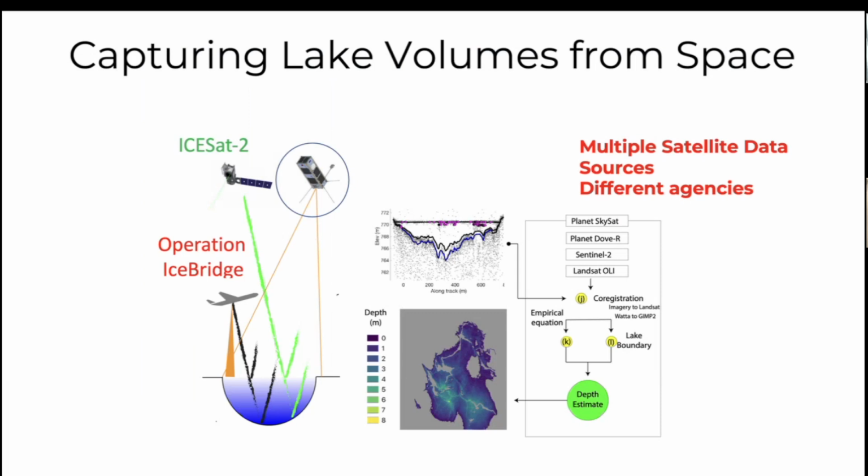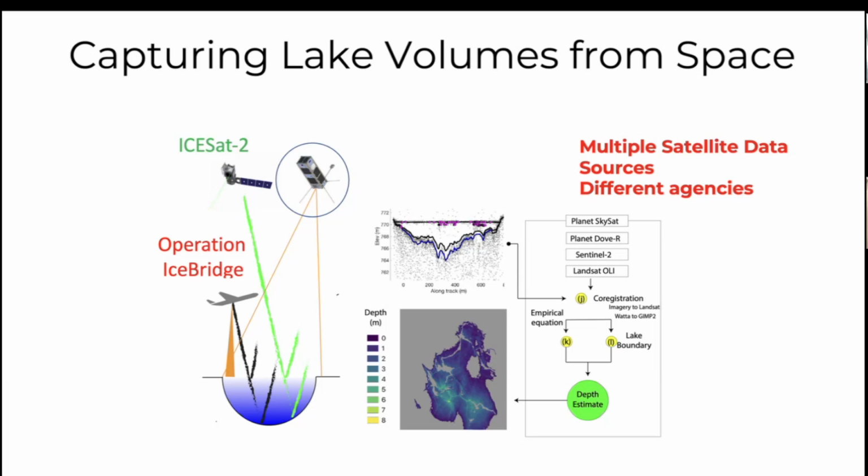Just to go on about this project in particular, this used data sources from multiple satellites. So I used ICESat-2, which had just launched at that point, imagery from SkySat, as I mentioned, but also Operation Icebridge, which is an airborne mission from NASA and controlled by the United States. But the satellite data sources that I used are from different agencies, different countries. So I'm pointing this out specifically.